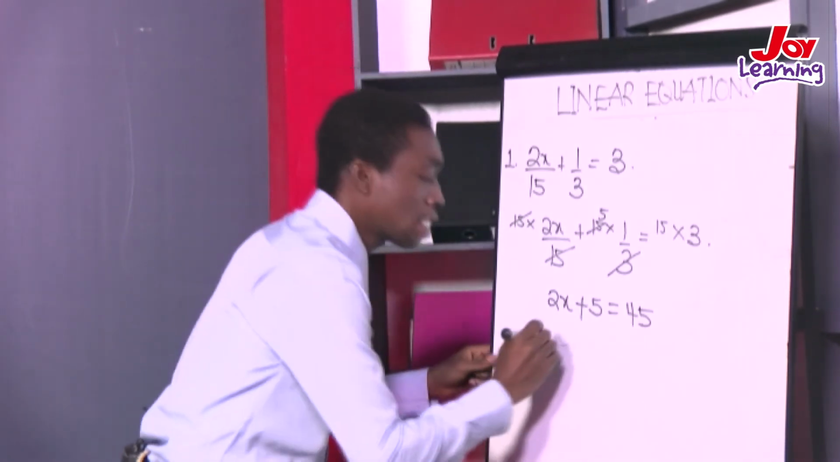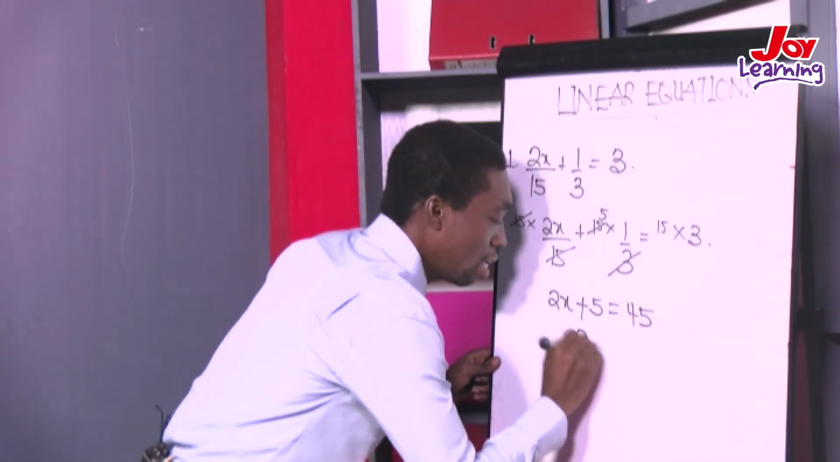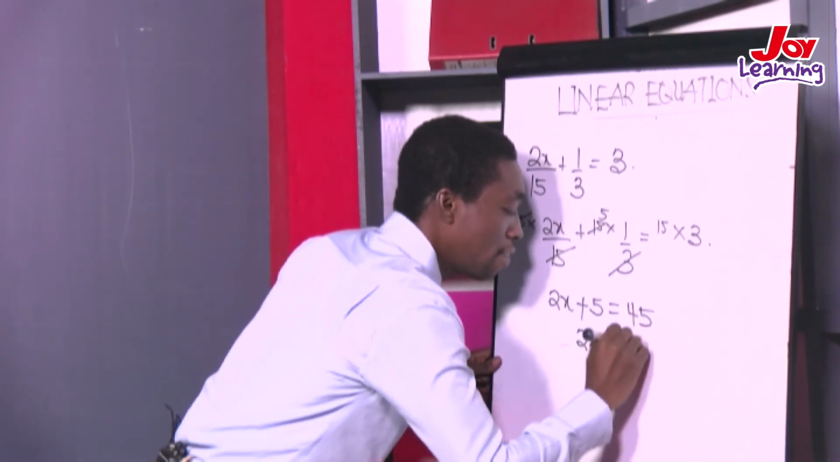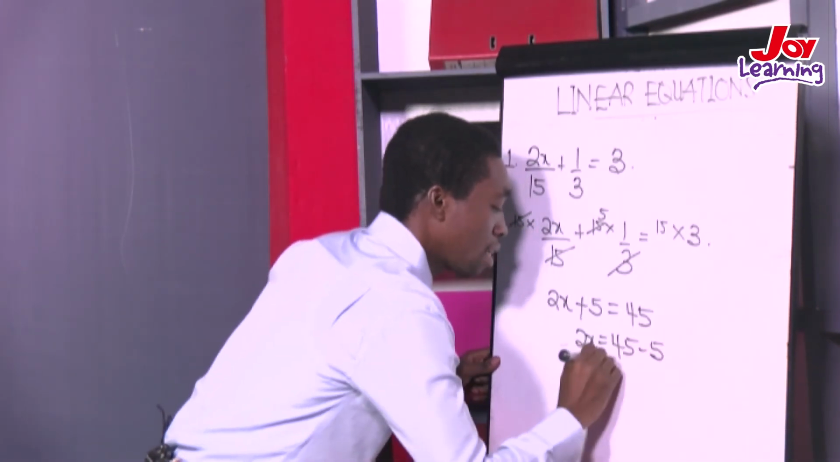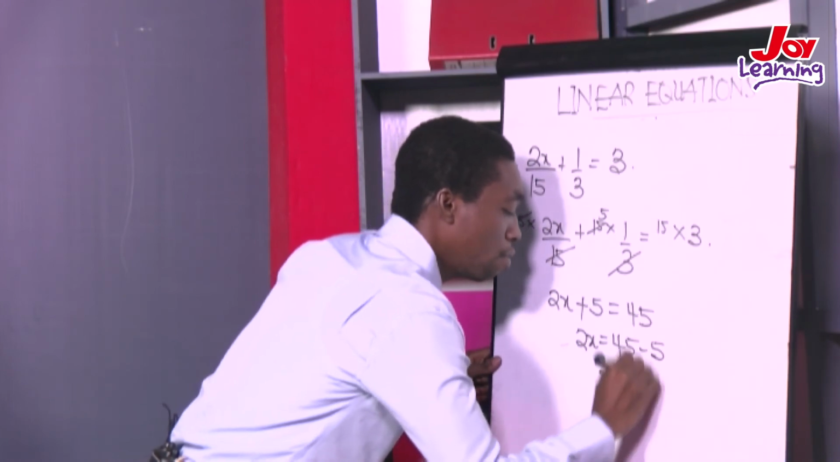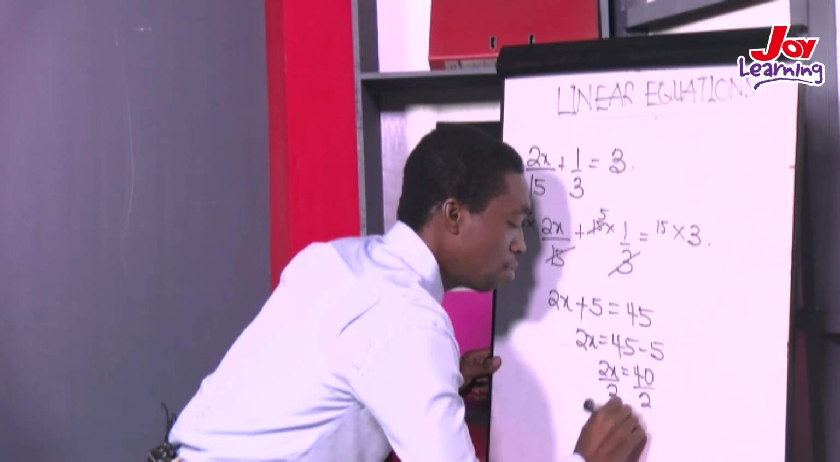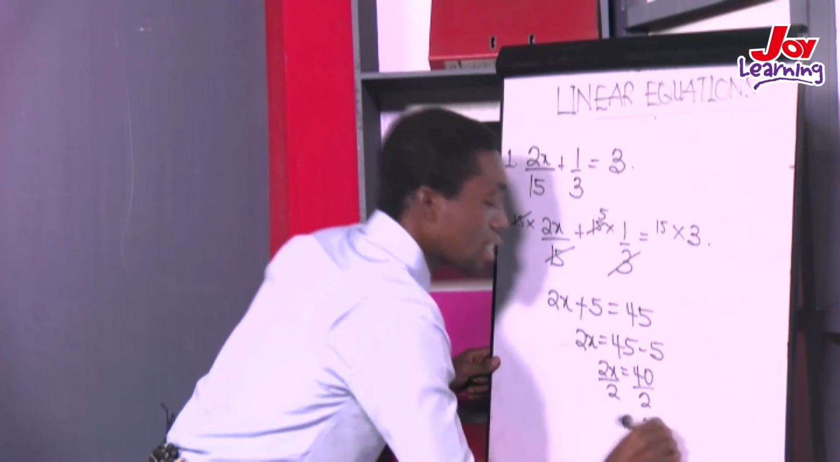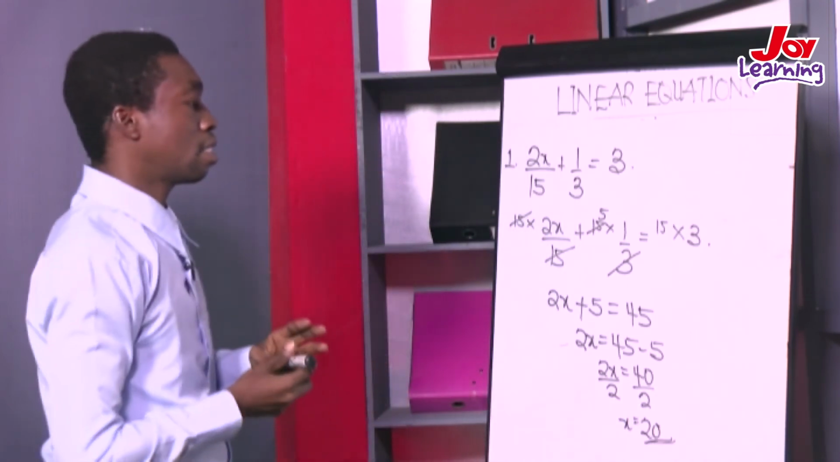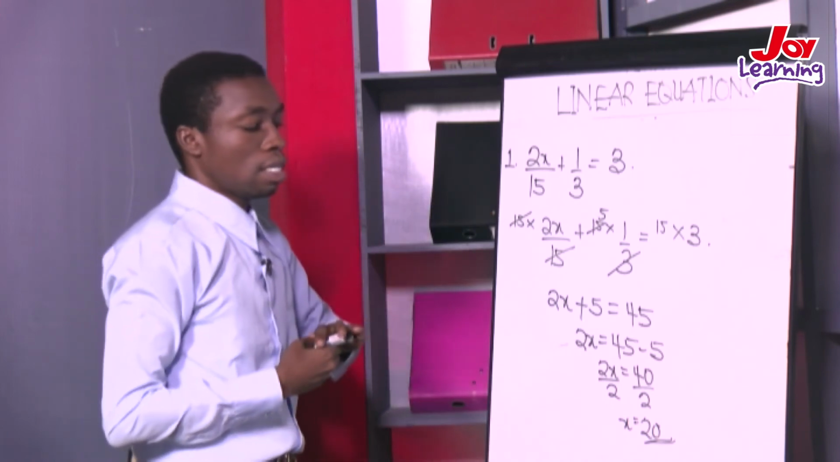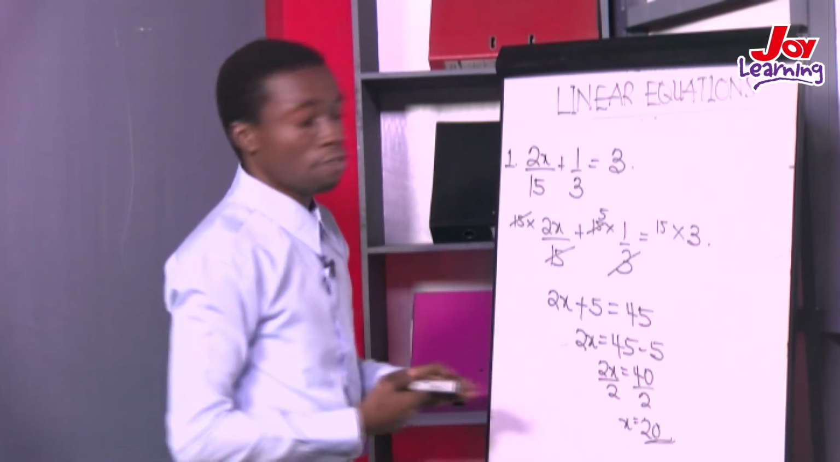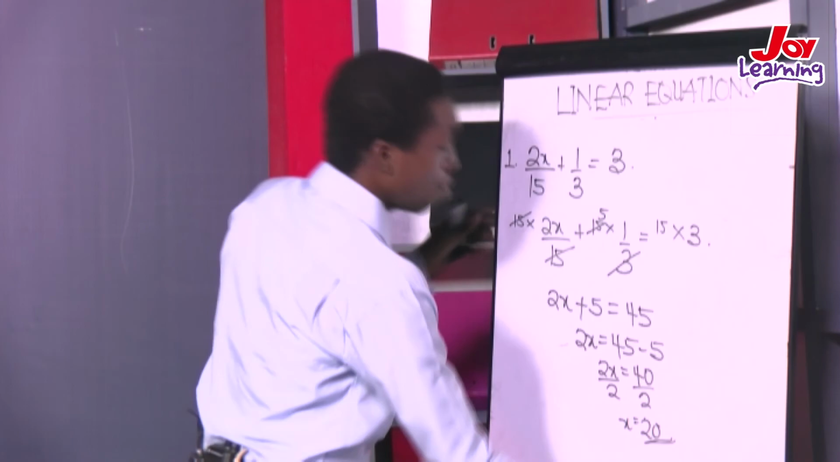It becomes very easy to solve at this point. So we have 2x, we move the plus 5 to the side, giving us 2x equal to what? 45 minus 5. Then we have 2x being equal to 40. So dividing both sides by 2 will give us x to be what? 20. And that is it for this equation. So x becomes 20 from our solution. Now let's get the second one also quickly.